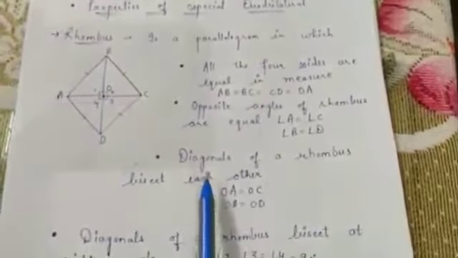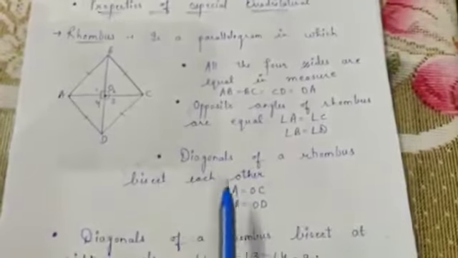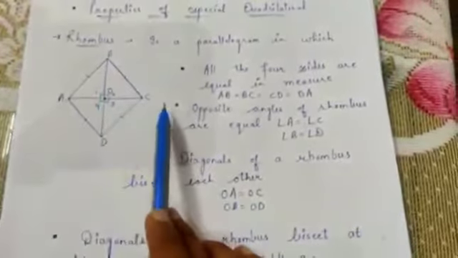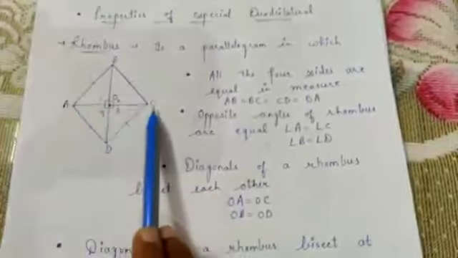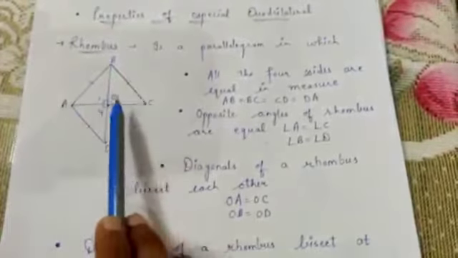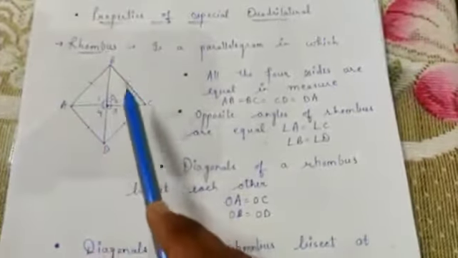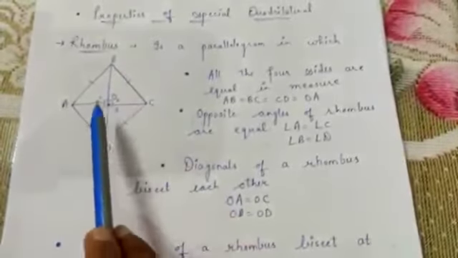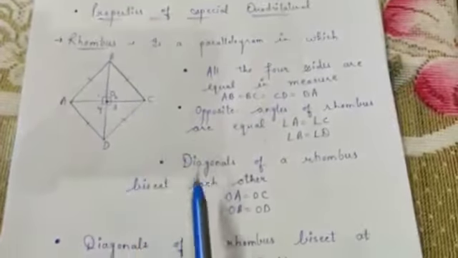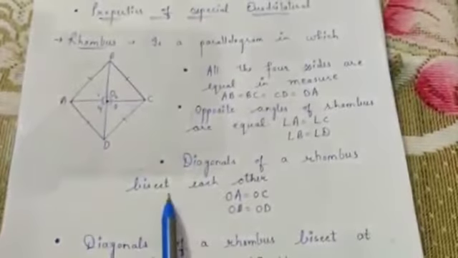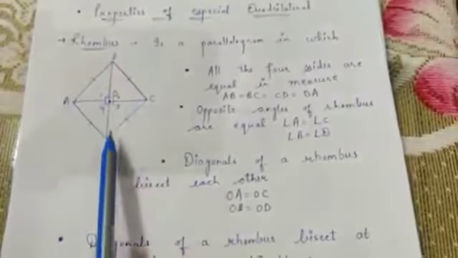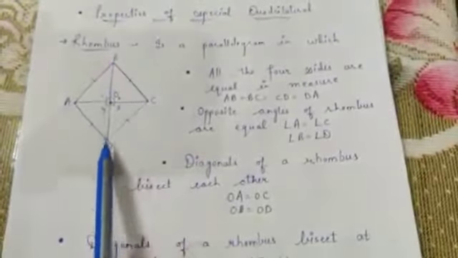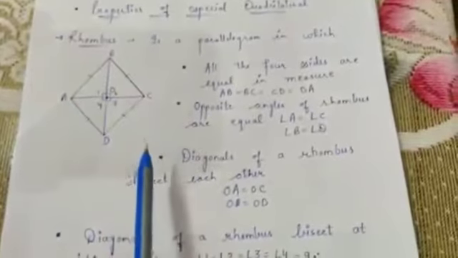Third property, diagonals of a rhombus bisect each other. Bisect each other means dividing each other into equal parts. See, BD diagonal, AC diagonal. So BD and AC are bisecting each other. That is, OB equals OD and OA equals OC. The meaning of bisect is dividing into two equal parts. So the diagonals of a rhombus bisect each other. It means OB equals OD and OA equals OC.